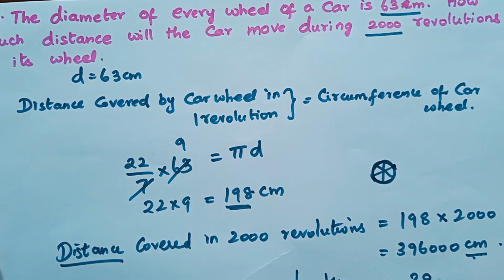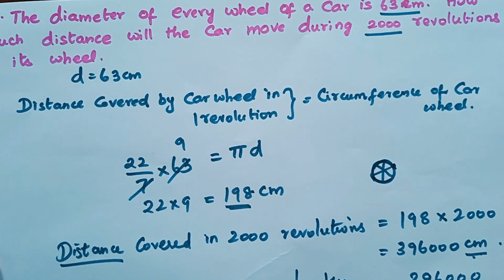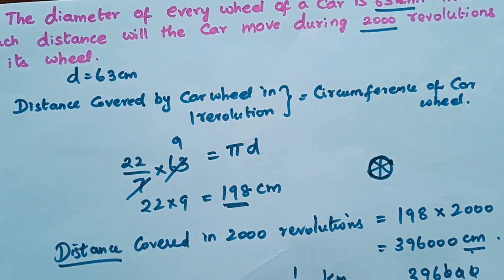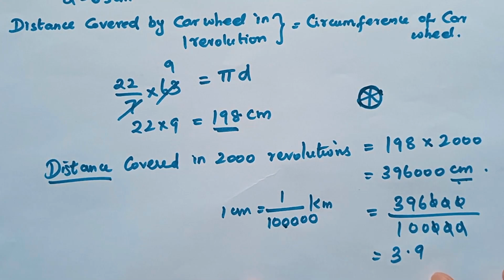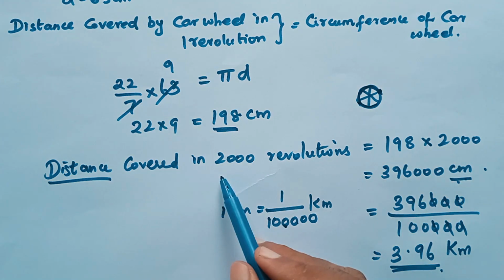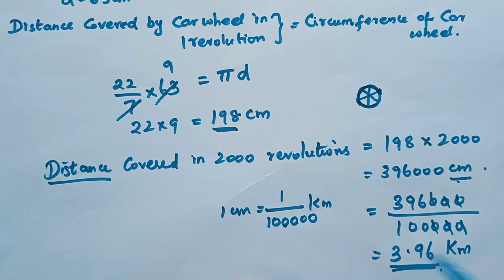Okay, 396000 divided by 100000, 5 zeros. So what will you get? Cancel out 3 zeros. So 396 divided by 100 will give 3.96 kilometer. So this is the answer. The distance covered by the car in 2000 revolutions is 3.96 kilometer.